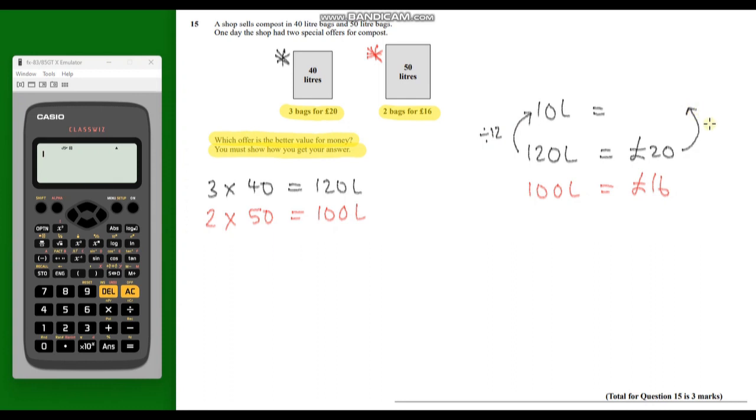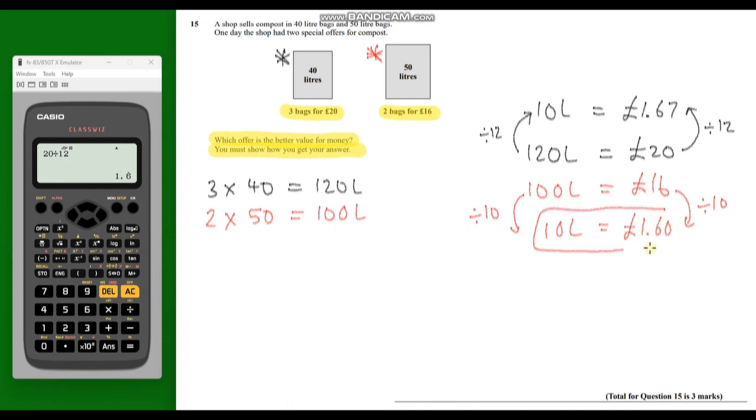So if I do exactly the same over here, if I divide by 12, so 20 divided by 12, that gives us a recurring decimal. If we just round this to the nearest penny, it's going to be £1.67. So £1.67 for 10 litres. If we do exactly the same for this one up here, to work out 10 litres, this time I'm going to be dividing by 10. I don't need a calculator for that, that's going to be £1.60. So these are our two bits of information that we're going to look at.